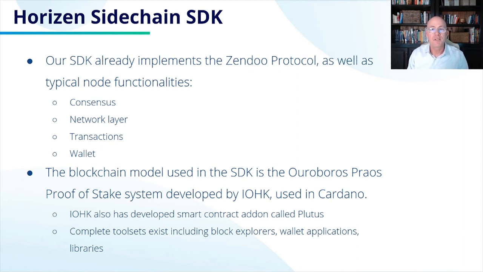So the blockchain that they use is the Ouroboros Praos proof of stake system. It was developed by IOHK. It's similar to the one that's used in Cardano. Y'all might be familiar with that. And IOHK has also developed a smart contracting language add-on that can be used in conjunction with this called Plutus. So when people ask the question, are you going to be able to do smart contracts on here? Well, the big picture answer is you can build the sidechain any way you want. However, the way that we are going to show you how to build it, it can have custom transactions and we'll be able to add on a smart contracting language. The other nice thing about using the Ouroboros Praos proof of stake is that there are other organizations like IOHK that develop block explorers, wallet applications, libraries, and things like that. So we take advantage of some of the other work that's done in this space.